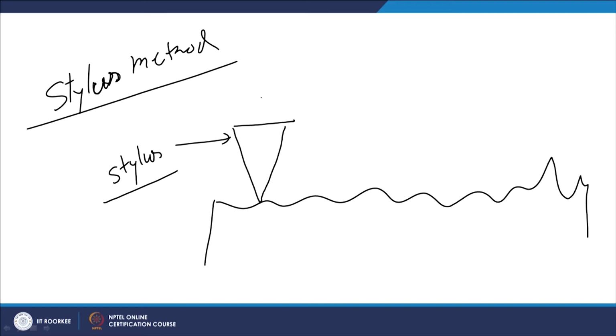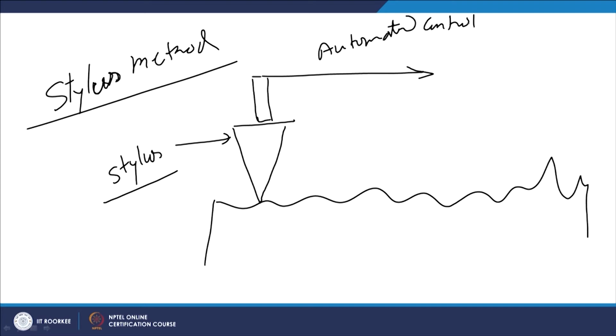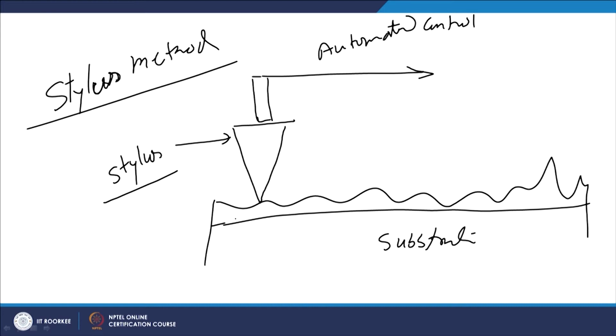So, this is a stylus. In a very controlled way it is moved over the surface of the component. So, using automated control, the stylus is moved over the surface whose roughness is to be measured. So, this is the substrate, and say this is the modified zone. So, the surface roughness of the modified zone is to be measured. So, a stylus will be moved over the surface.